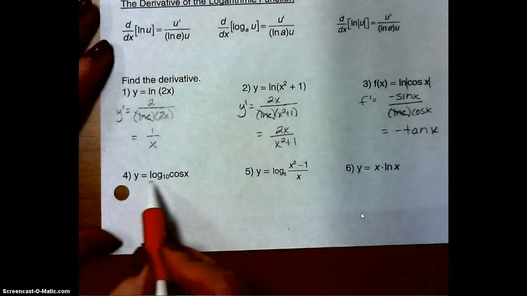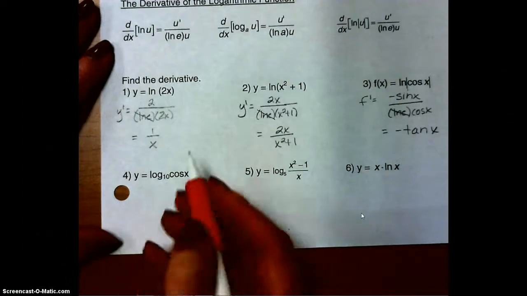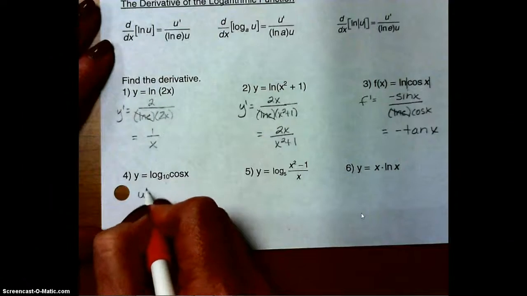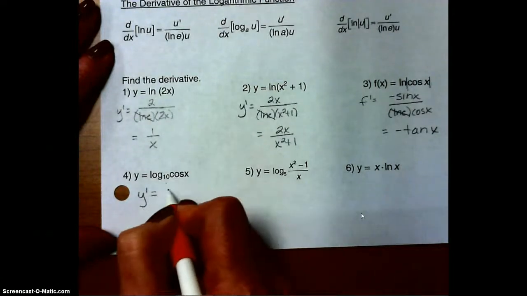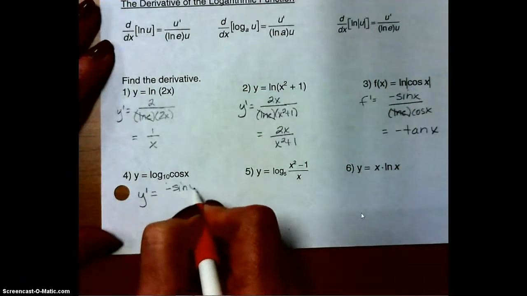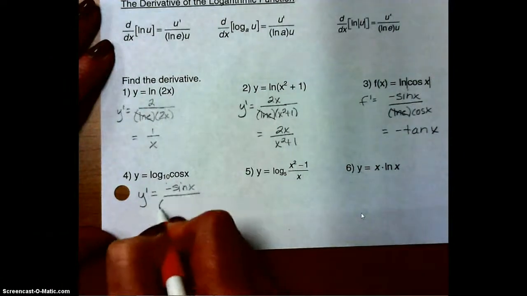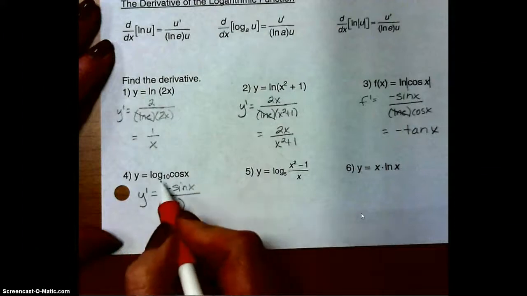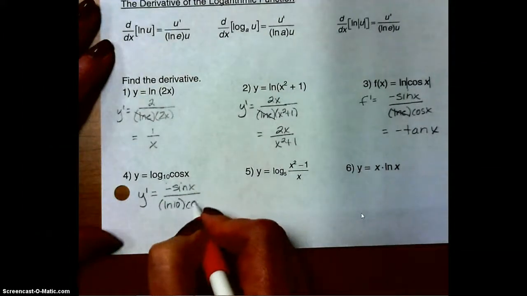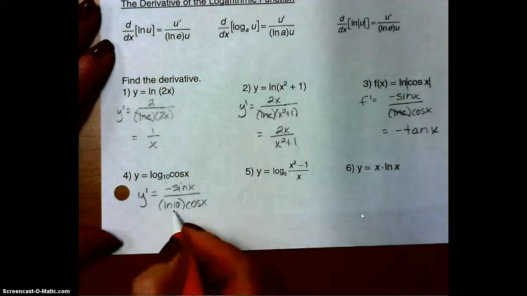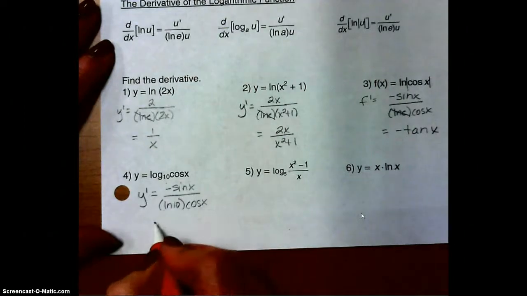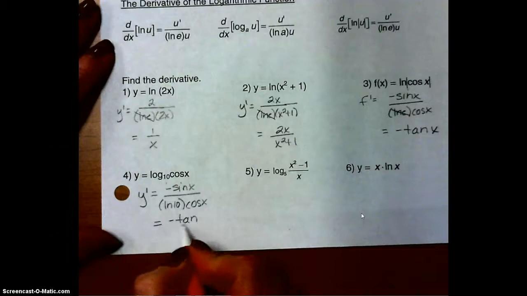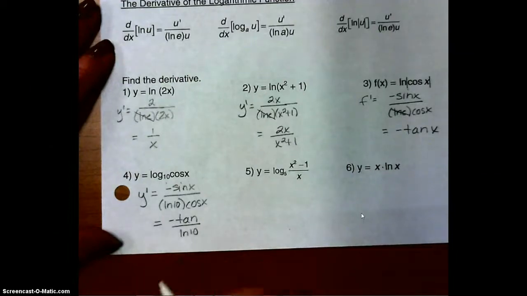Okay, down here we have a log that has a different base. So the formula is exactly the same as the formula we were using earlier. We're going to get y prime equals the derivative of cosine is negative sine x. Now we'll divide by the natural log of 10, since that's the base, and then times cosine x. Now natural log of 10 aren't inverses, so it has to stay exactly like that, but we can still fix negative sine over cosine and get negative tangent x over the natural log of 10.